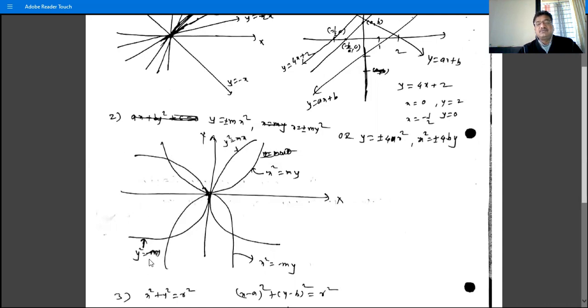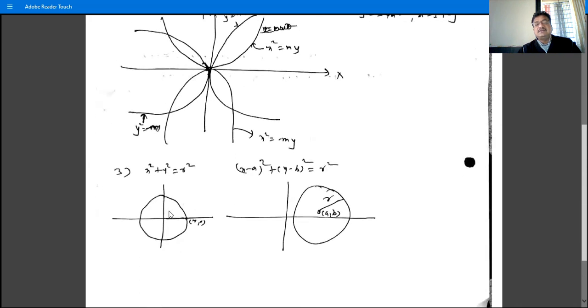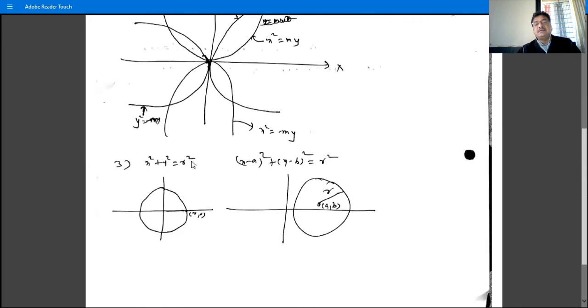Y square is equal to mx. So this is the equation of circle. X square plus y square is equal to r square, having center 0, 0. And if the center is (a, b), that is, the center is not 0, 0, then the equation is of this form: (x minus a) whole square plus (y minus b) whole square is equal to r square.